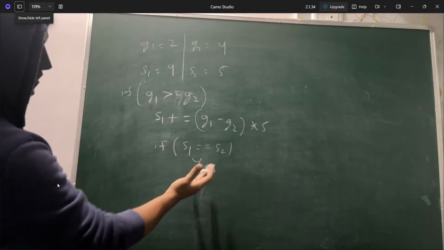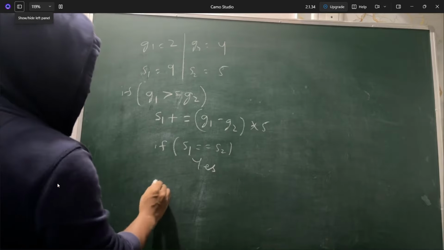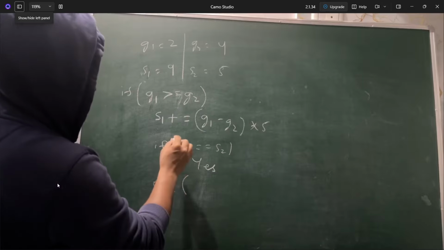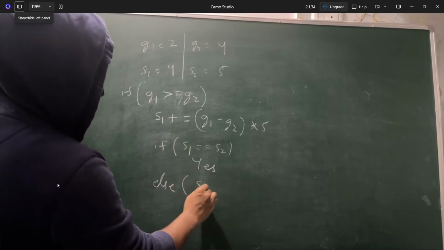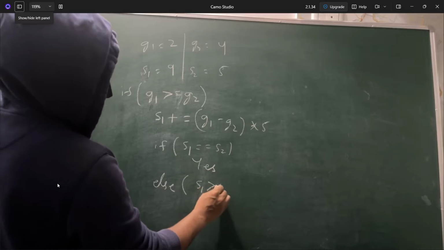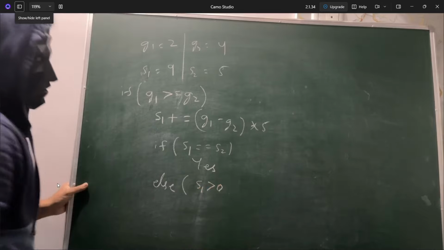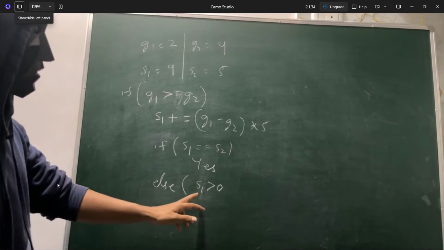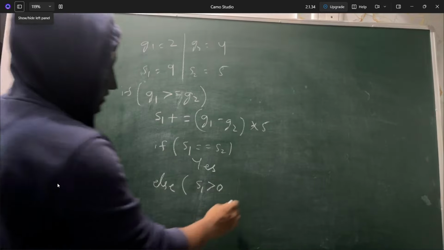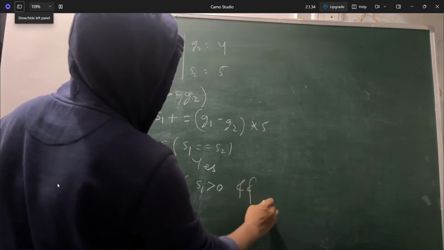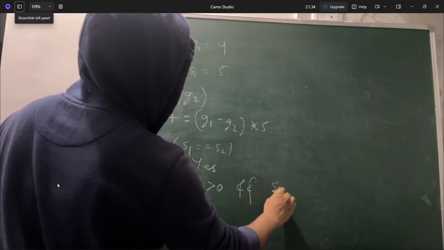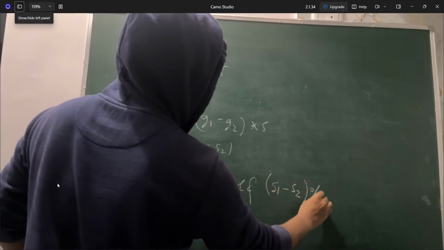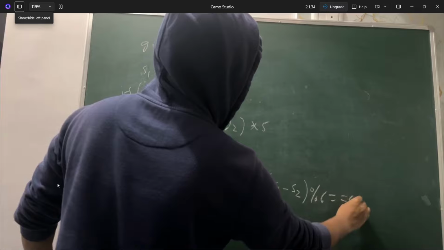Now silver coin is also equivalent, so you'll be outputting yes. Else, what you'll be doing is checking if this silver coin that you have should be greater than 0, right? Because if it is negative, then your answer is not true. It should be greater than 0. And one case is that you'll be checking s1 minus s2 modulo 6 should be equal to 0.